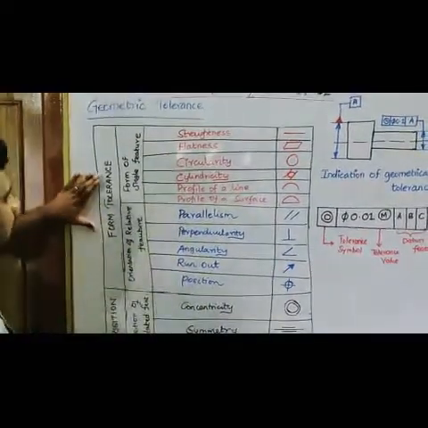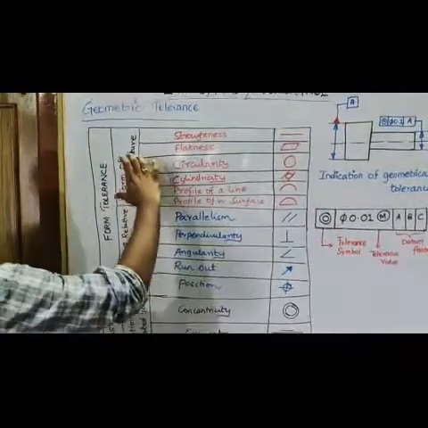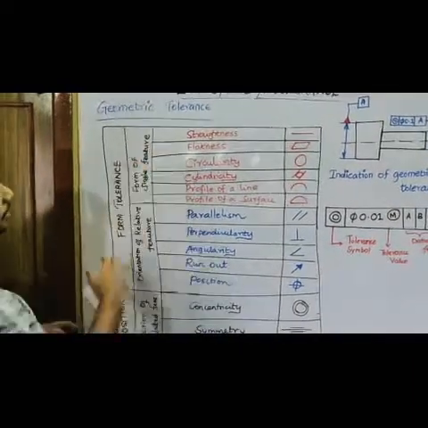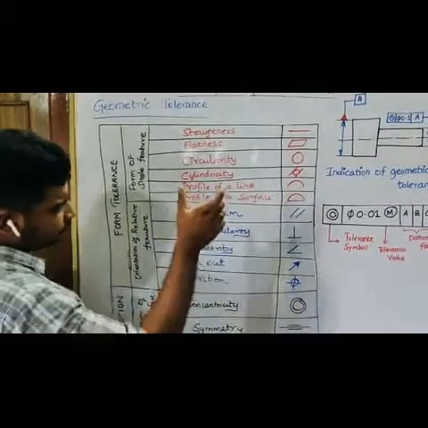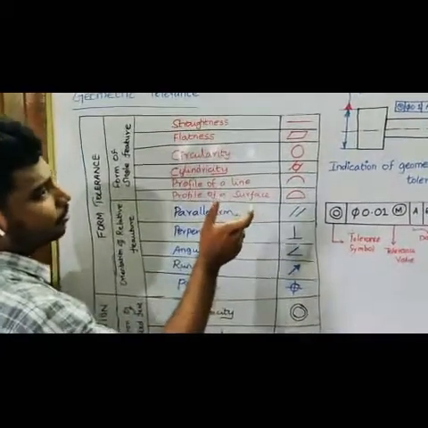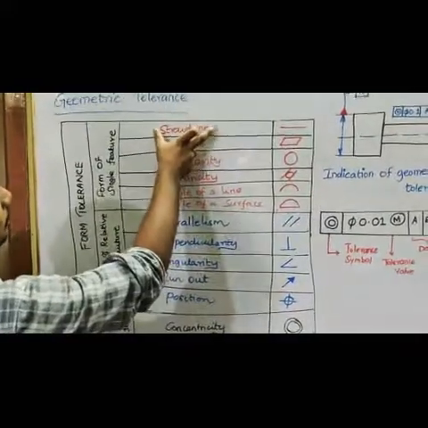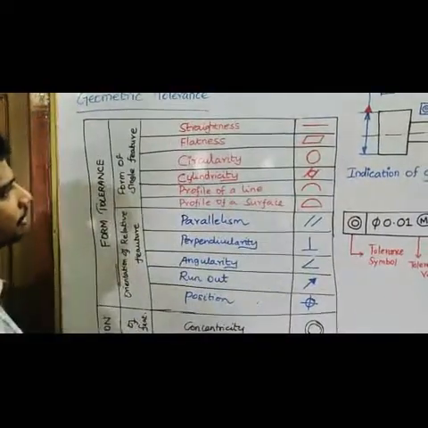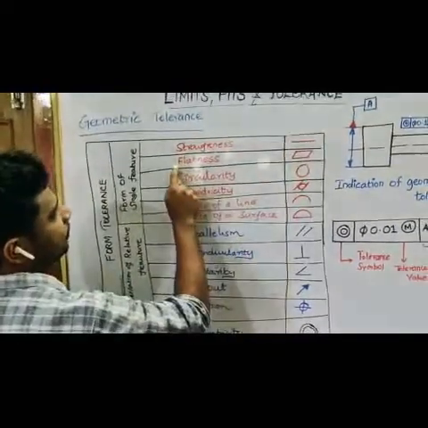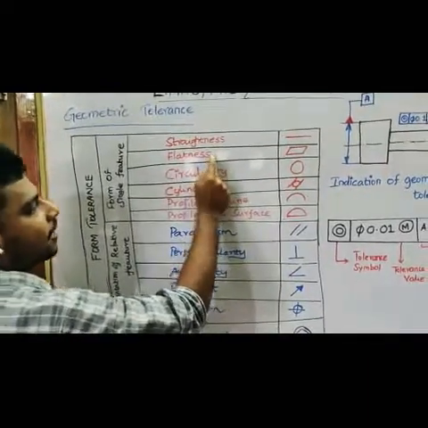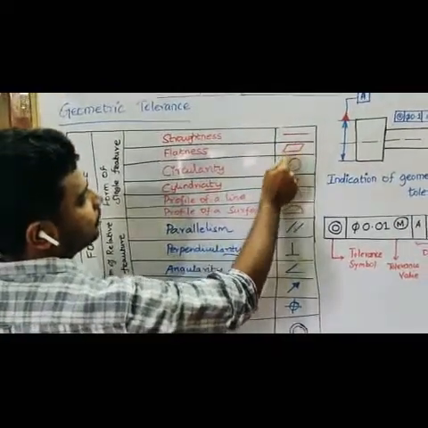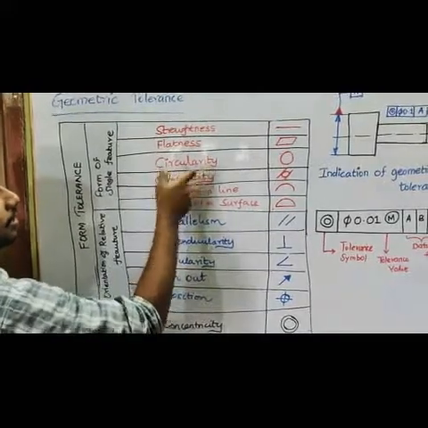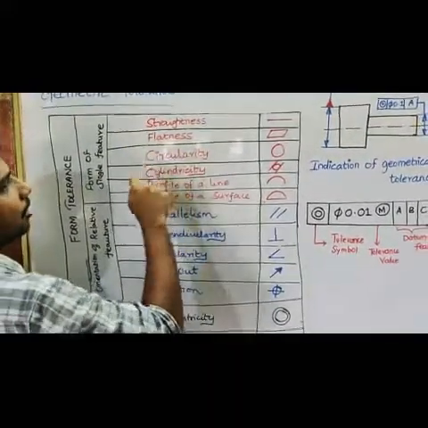So we'll see the form tolerance. It is further classified into two: form of a single feature and orientation of a related feature. We are going to talk about the single feature first. If you want to measure something that should be straight, we use the term straightness, and the symbol for that feature is a straight line. The second one is flatness, indicated by a parallelogram symbol.